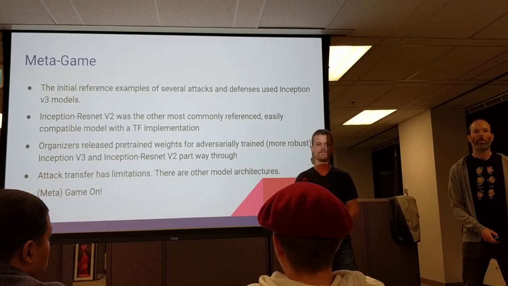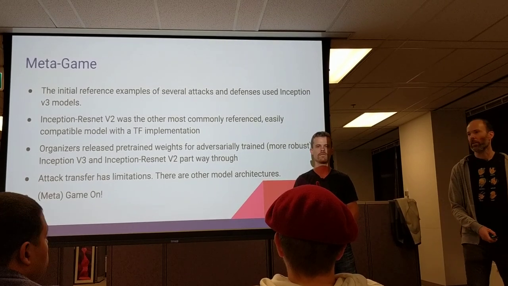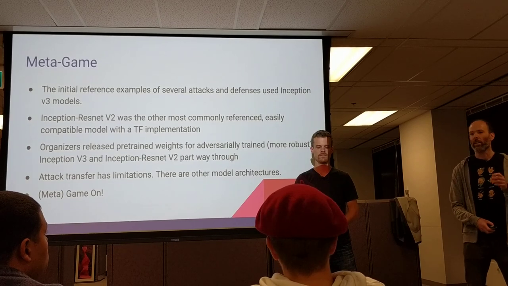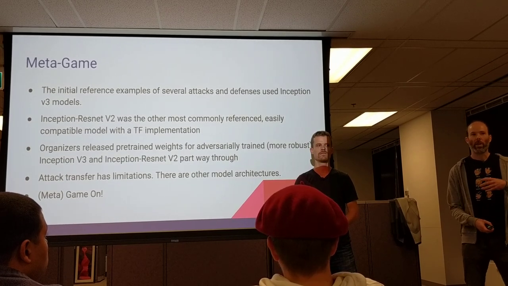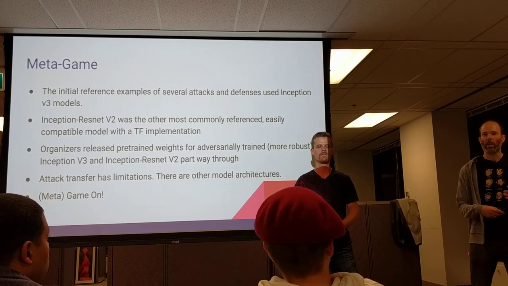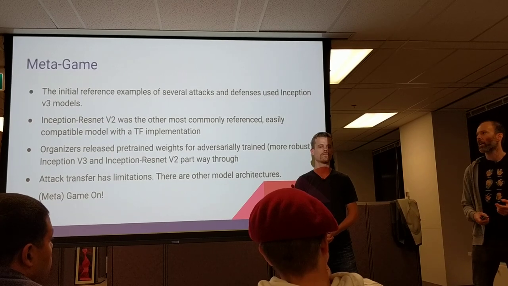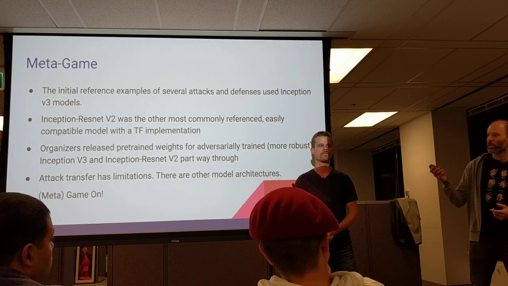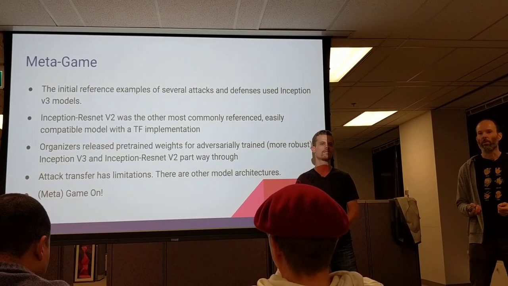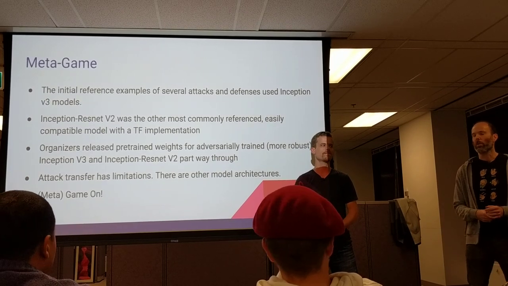And then partway through the competition, Google actually released two sets of pre-trained weights for an adversarially trained Inception V3 and also an adversarially trained Inception ResNet V2. We'll get into that training technique later, but it's a way of making the model more robust to adversarial attacks by training them on adversarial examples. These weights, especially for the Inception ResNet V2, were quite challenging to defeat, and really stepped up the need to come up with a better attack.